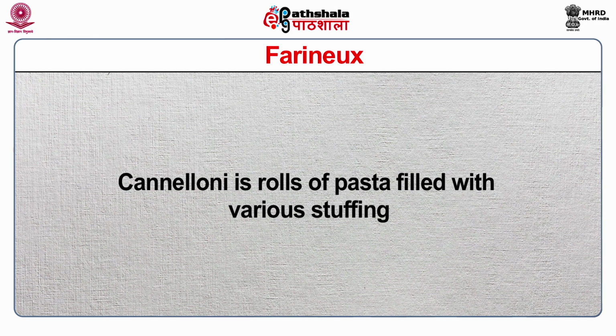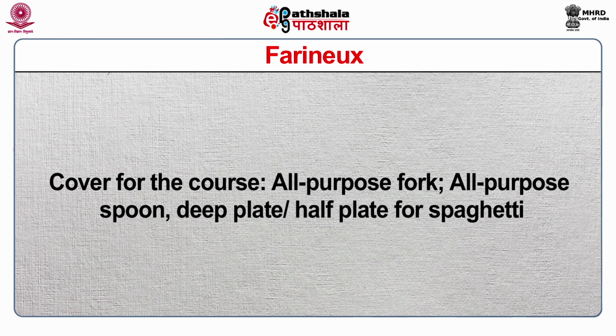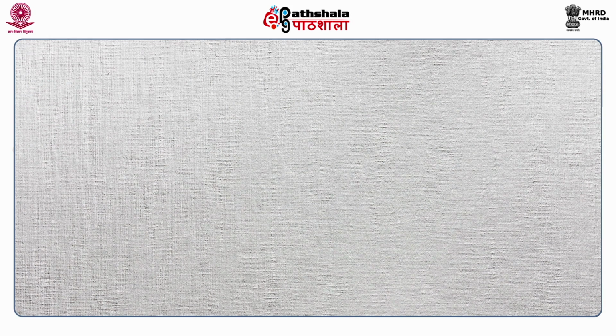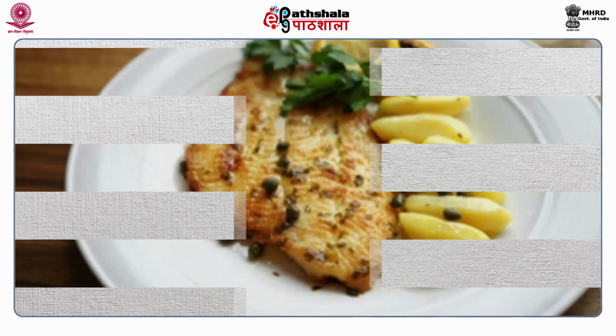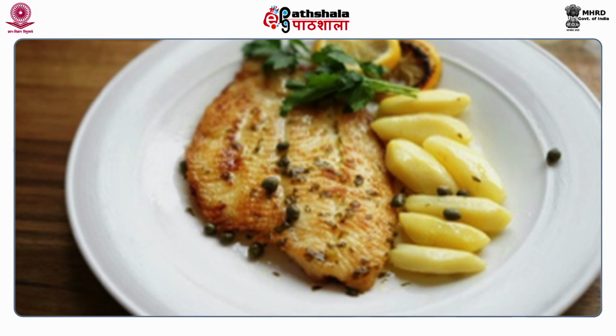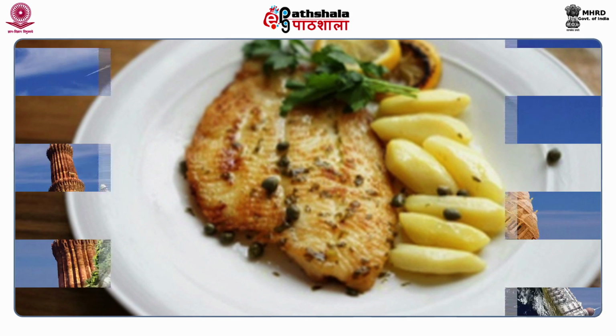Cannelloni is rolls of pasta filled with various stuffings. Cover for the course are all-purpose fork, all-purpose spoon, deep plate, oblique half plates for spaghetti. The fifth course is the Poisson. It consists of shellfish and any fish dishes. The fish prepares the appetite for the heavier meal or meats that are going to be followed.